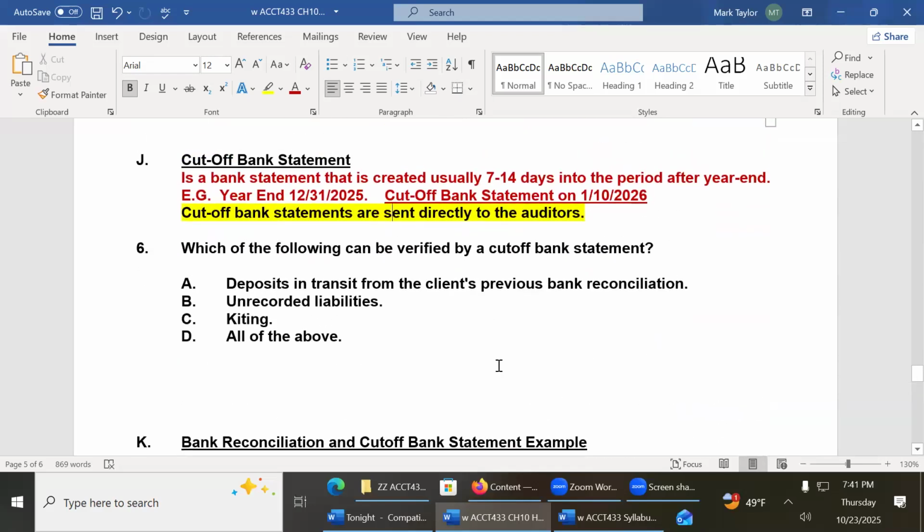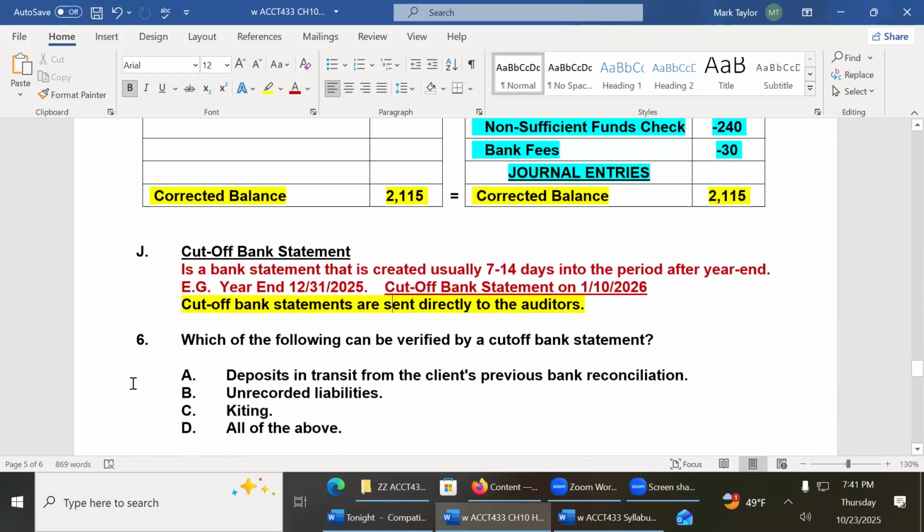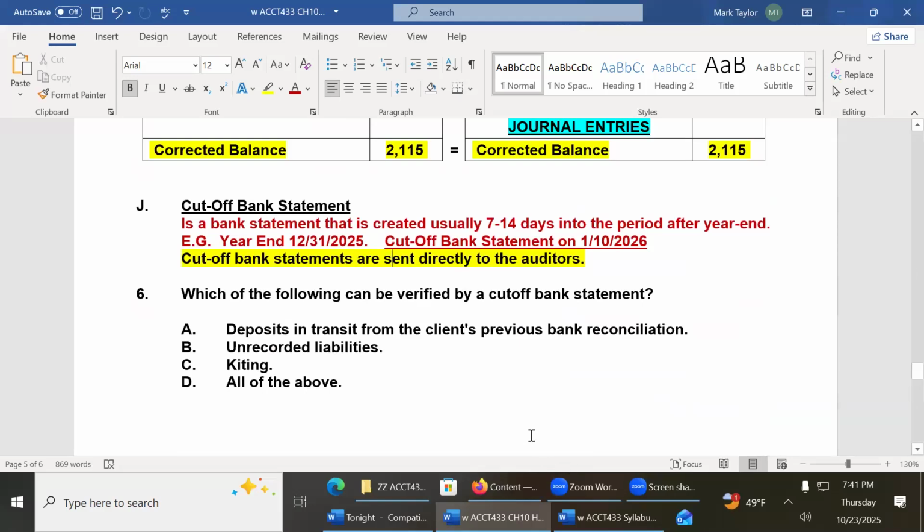Okay. Oh, I just said this. All right. Which of the following can be verified by a cutoff bank statement? All of them. Kiting's kind of rare nowadays. I guess it's still possible it could happen, but not nearly what it used to be.